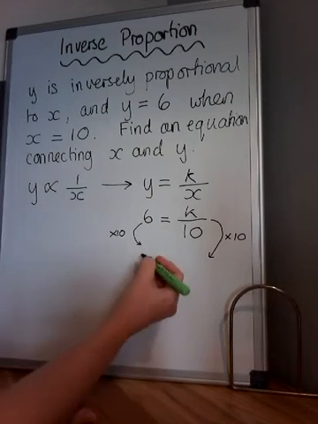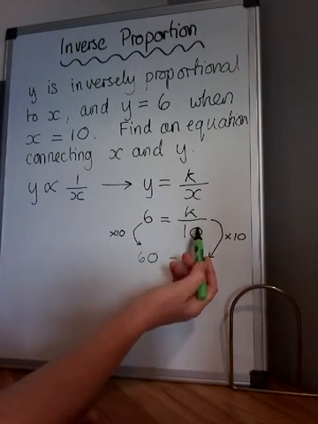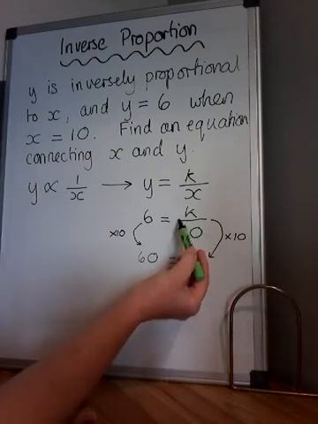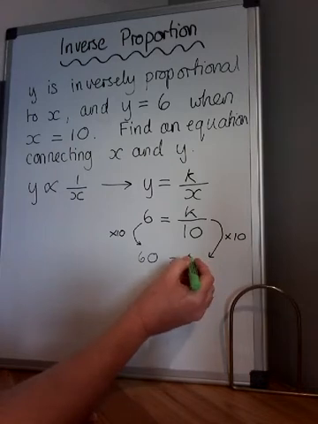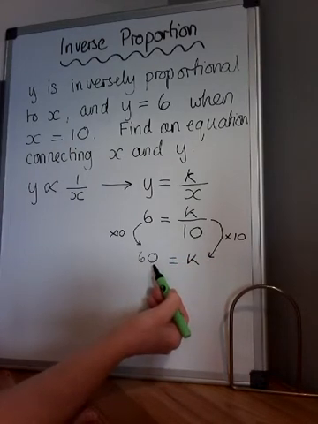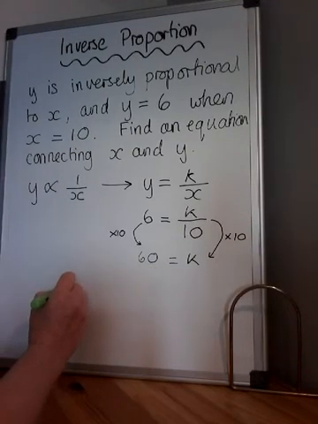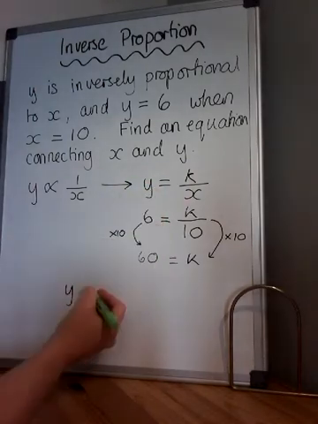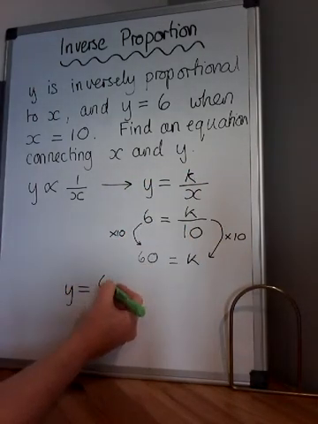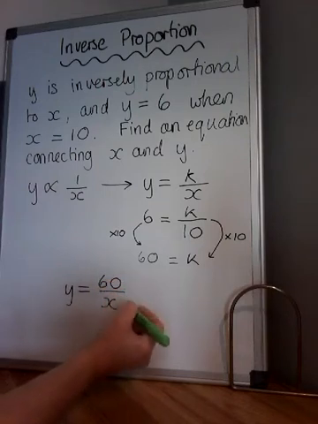So 6 times 10 is 60, and on the right hand side, if we multiply that by 10, all that does is that the 10 disappears here and we end up with k. So we found k. k is equal to 60. We can now rewrite the equation. So the equation becomes y equals, and we can now put instead of the k, 60 over x. And that's your equation.